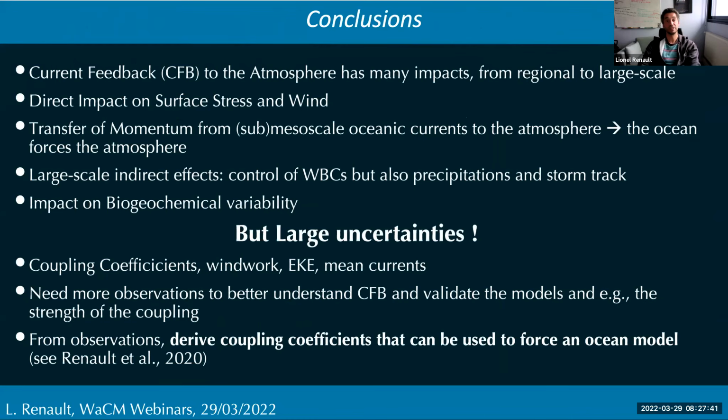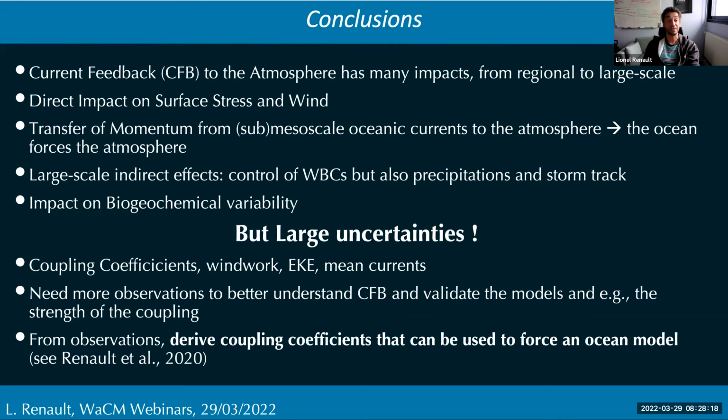So I just conclude here. The current feedback to the atmosphere has many impacts from regional to large scale. Actually, it has a direct impact on surface stress and winds. So we really want, I think, to have a correct estimate of both surface currents and winds at the same time. It induces a transfer of momentum from mesoscale currents to the atmosphere. So in that case, it's not anymore the atmosphere that forces the ocean, but the other way around, the ocean forces the atmosphere. And actually, we can even see that at the tidal scale.